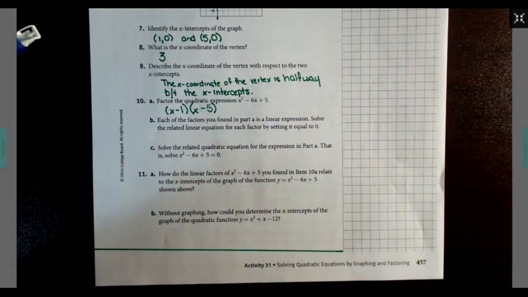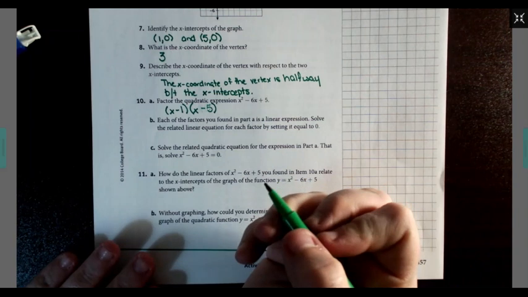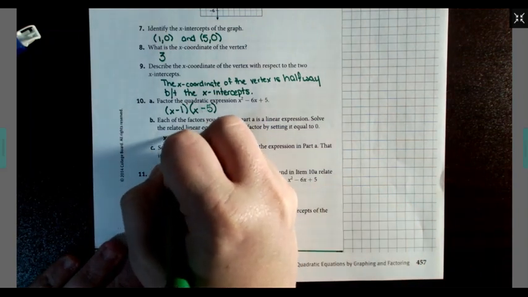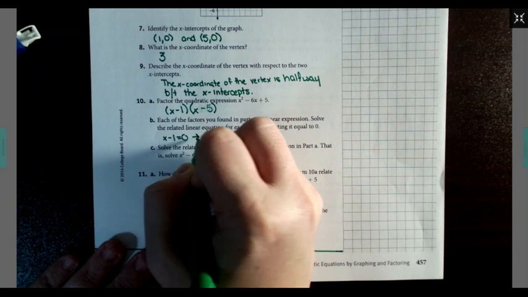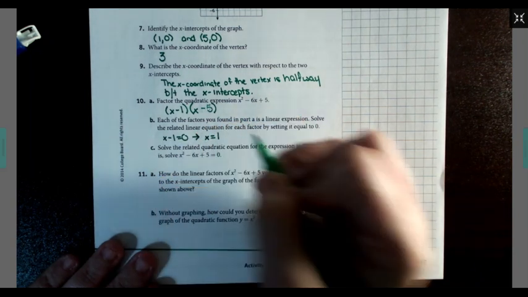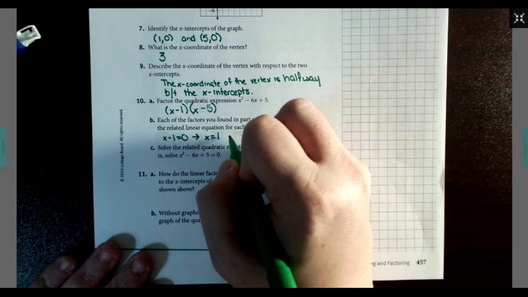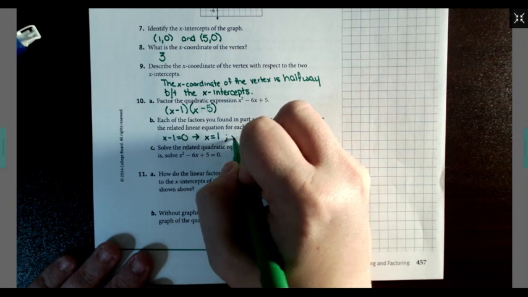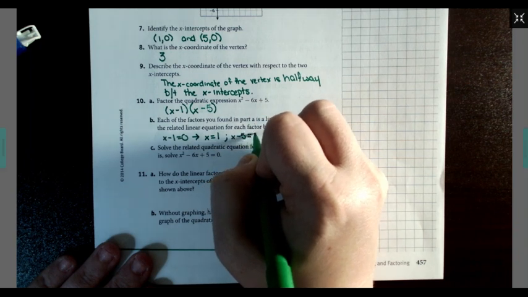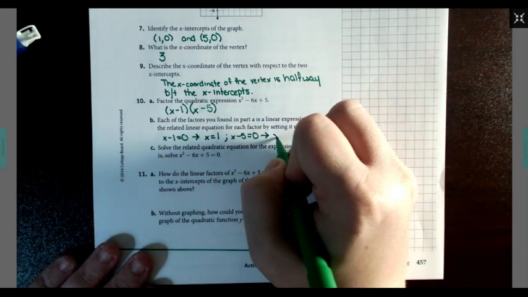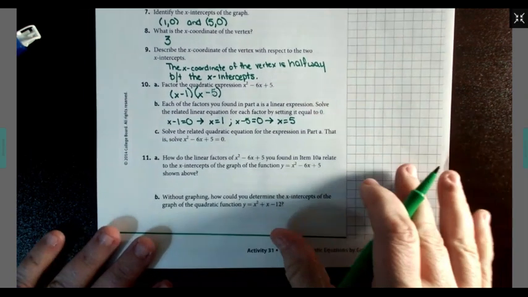Each of the factors you found in part A is a linear expression. Solve the related linear equation for each factor by setting it equal to 0. So we've got x minus 1 equals 0. We would add 1, so that would be x equals positive 1. And then we would have x minus 5 equals 0. We would add 5 to both sides, so x equals 5.